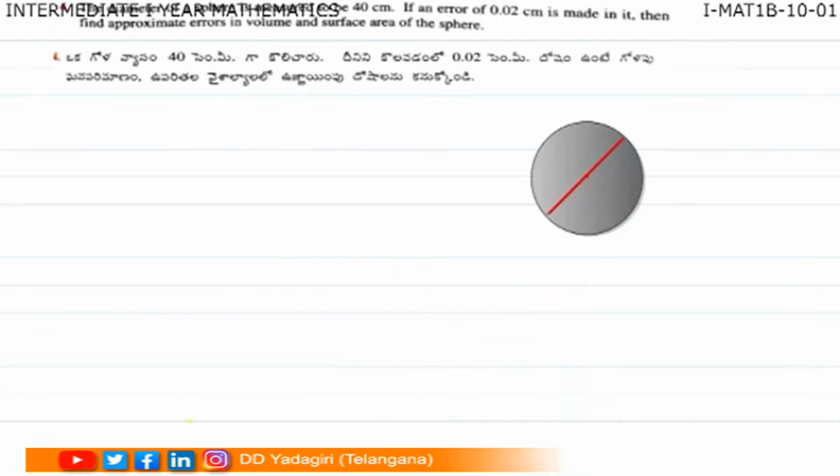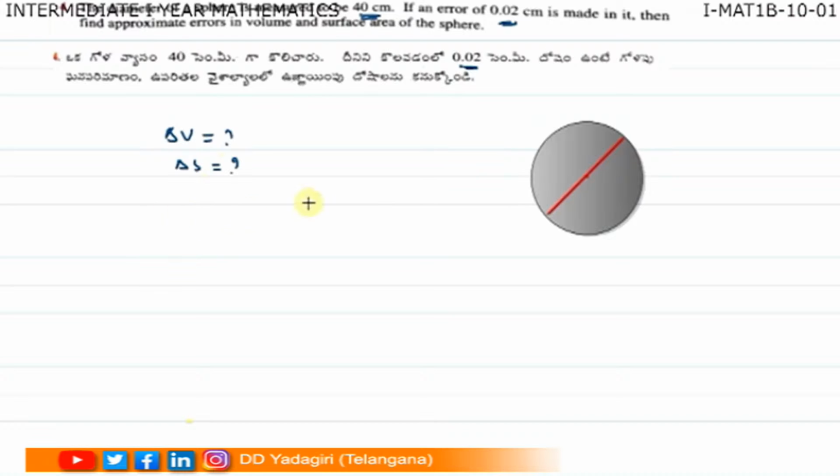Now see the next problem. The diameter of a sphere is given as 40 centimeters, and the error in the diameter is 0.02 centimeters. Then we have to find the approximate error in the volume and surface area, that means delta V is equal to how much and delta S is equal to how much. Two questions are there here.